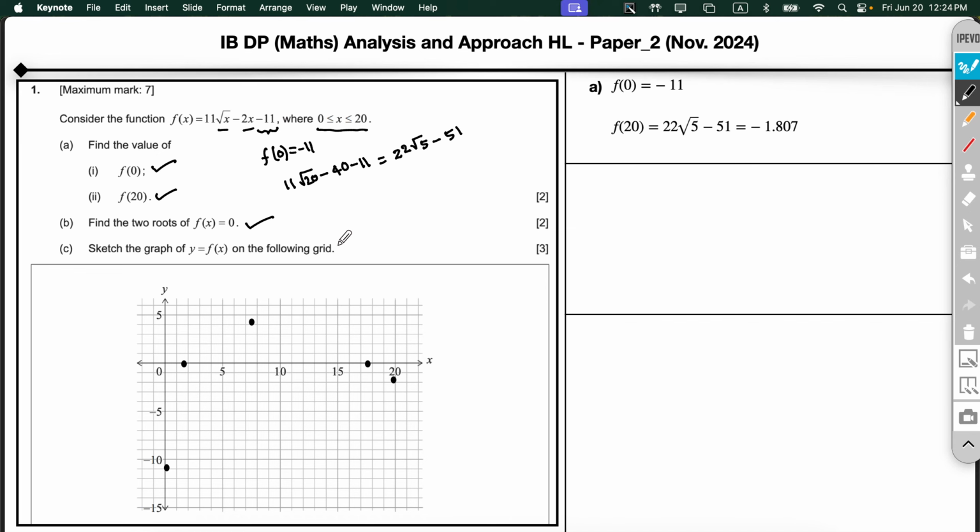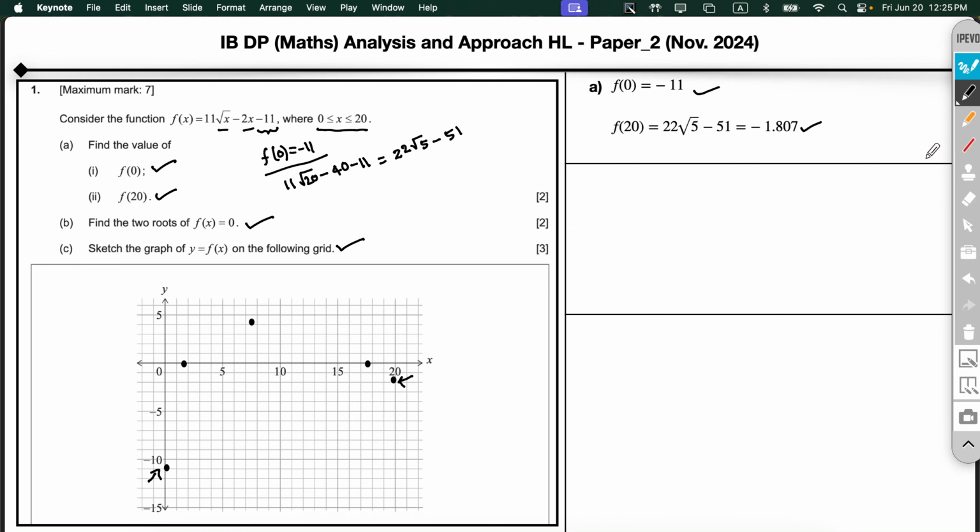In the later parts, it asks to find the two roots of f of x equals 0 and also sketch the graph of y equals f of x on the following grid. So we found that f of 0 equals negative 11 and f of 20 is equal to negative 1.807. So let's mark those points on the graph where you have to sketch. Here, this is f of 0. This point is the coordinate of f of 20.